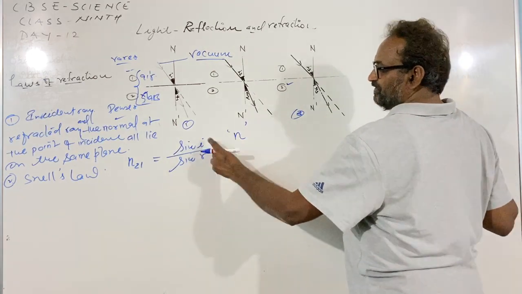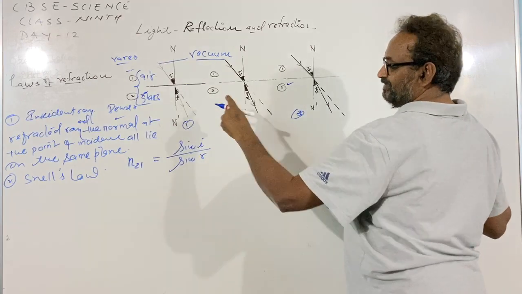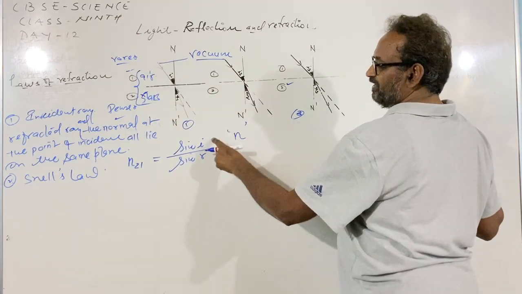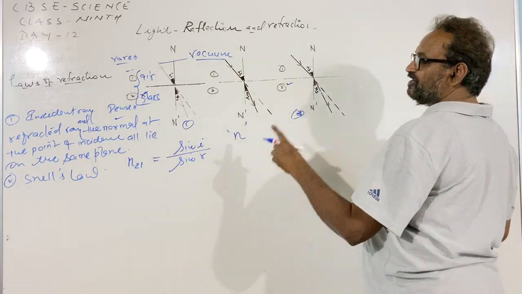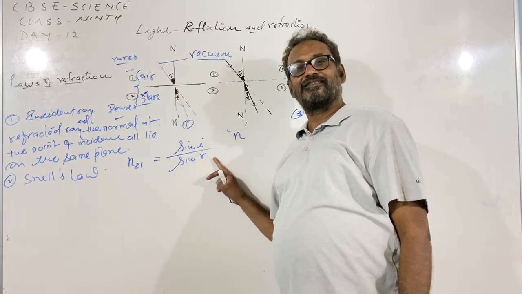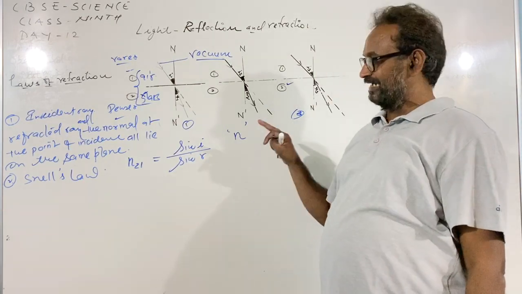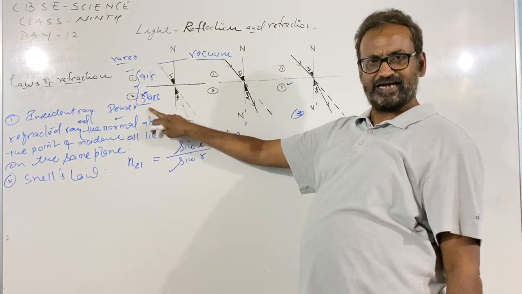So, if the first medium is vacuum, then the ratio of sine of angle of incidence to the sine of angle of refraction would be called absolute refractive index of the second medium. That is, in this case, absolute refractive index of the glass.